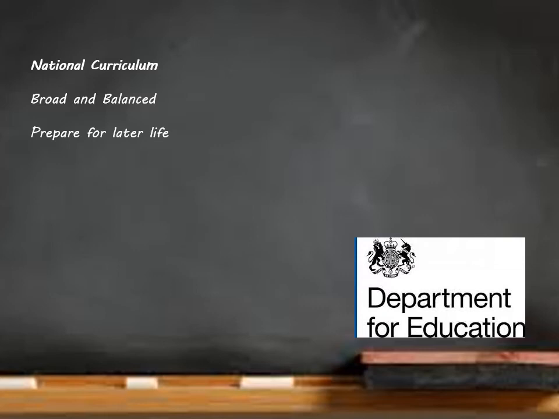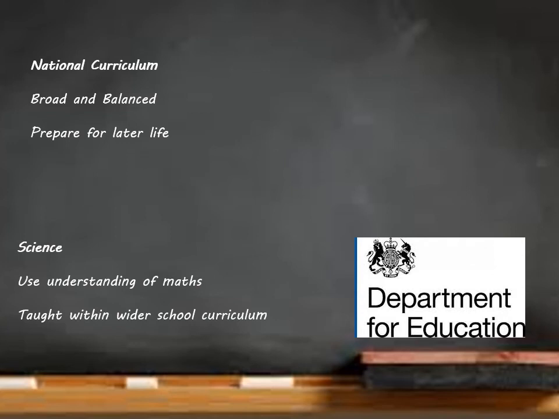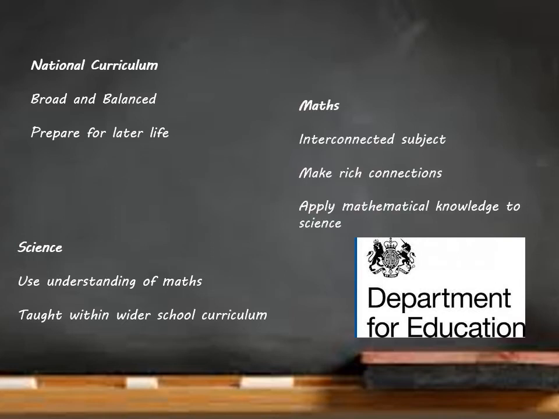So how do science and maths interlink in the national curriculum? The curriculum calls for students to apply their mathematical knowledge to their understanding of science, including collecting, presenting and analysing data. Maths is an interconnected subject where students need to be able to move from ideas of maths to putting them into practice. Pupils should make connections across the curriculum in order to become mathematically fluent.